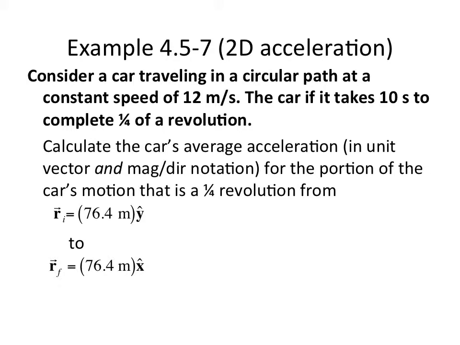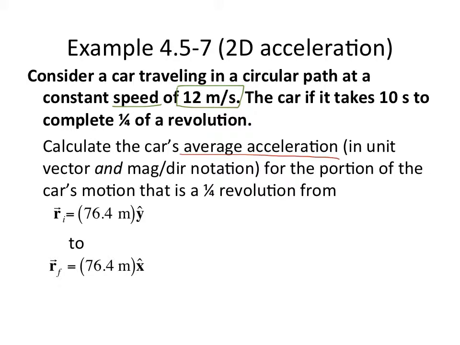So what we have here is a car that is going at a constant speed of 12 meters per second. Now it's a constant speed, not a constant velocity, because as we're told a little further down here, it's going around a quarter of a revolution. It's going around a curve, a quarter of the way around a curve. So what we're asked to find is the average acceleration that the car experiences.